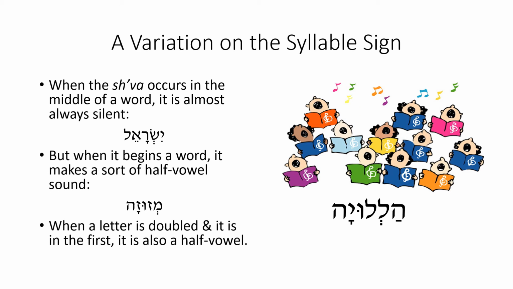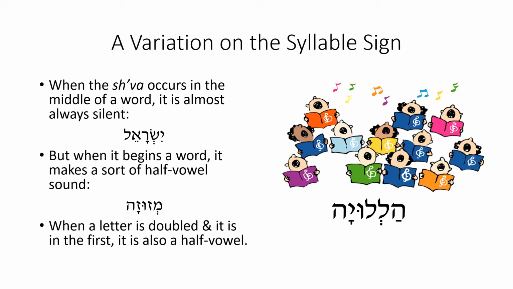There is a variation in the sign of the shva. When the shva occurs in the middle of a word, it is almost always silent. So, for example, in the word Yisrael, the shva makes no sound on its own. Yis-ra-el. The last sound that you hear in the first syllable is the sin, Yis-ra-el.